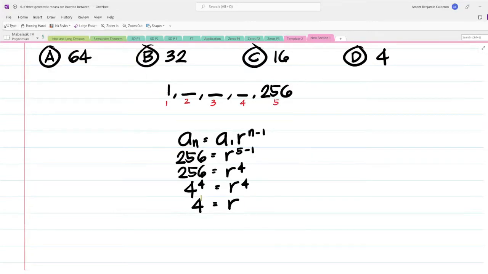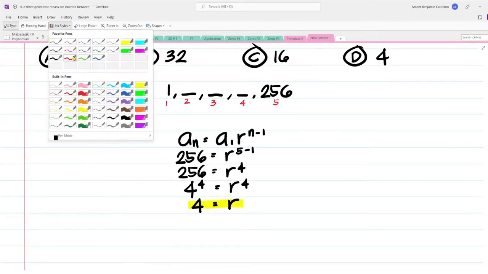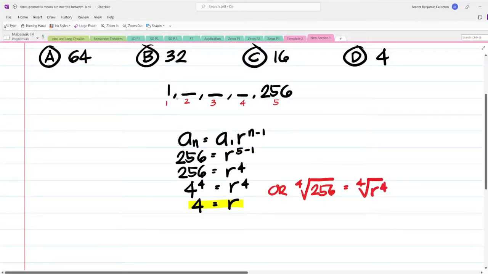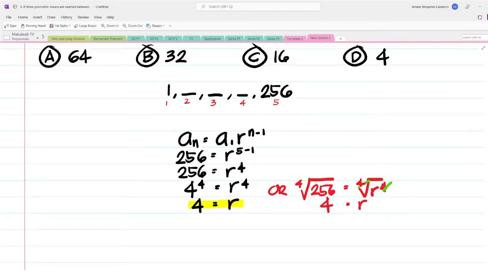Or you can press your calculator and look for the fourth root of 256. We'll have something like this, and then we can cancel this. So we are left with r. And then if you press the fourth root of 256 in your calculator, you will also get 4.